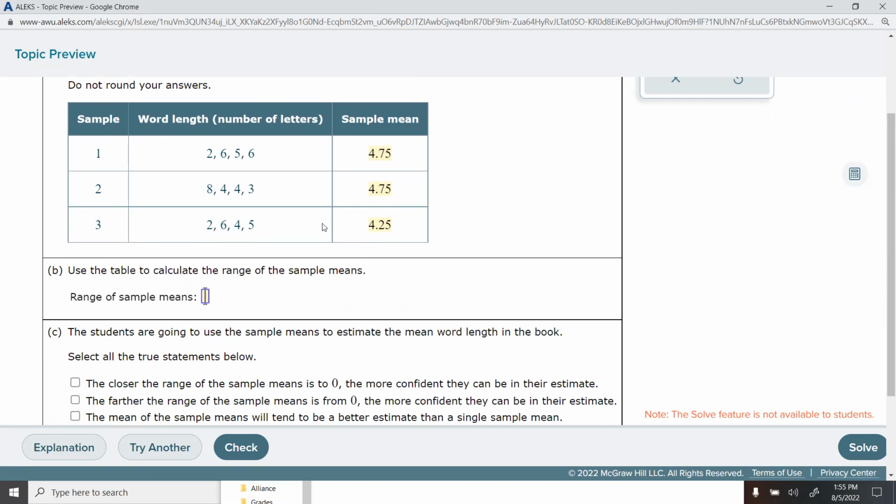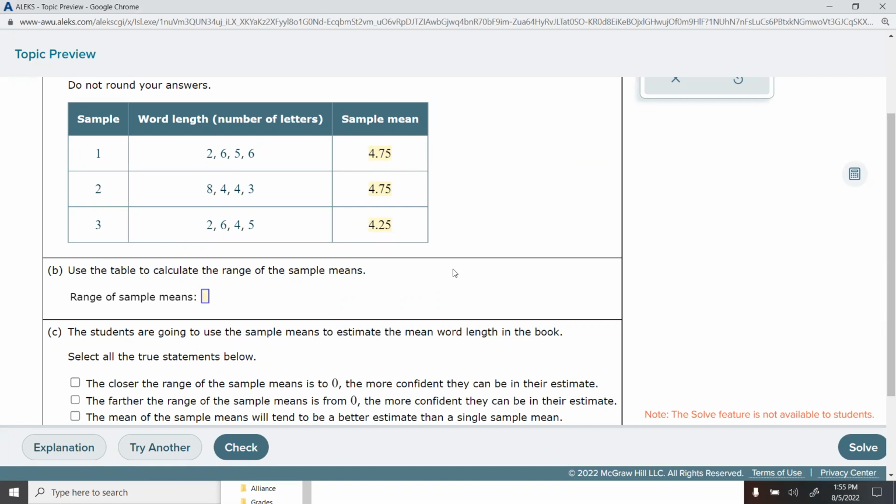All right, so part B, use the table to calculate the range of the sample mean. Oh, so we're not being asked to find the range of each sample. The range of the first would be 4, and then 5, and then 4. We're being asked to find the range of the sample means. So we just calculated these statistics over here. Now we want to calculate a statistic, sample range, based on these statistics.